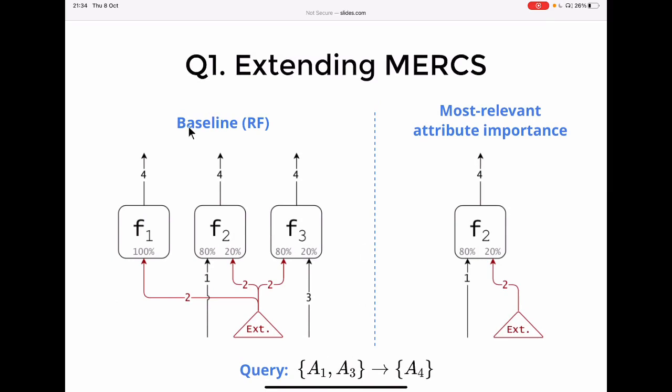So a concrete example, the baseline case would be, given this query, from attribute 1 and 3 predict attribute 4, just use all decision trees in your MERCS model that predict attribute 4. But here you can already see that using decision tree number 1 would be a pretty dumb thing to do, since its only input attribute is missing. So it's basically acting on no information at all. What our strategy, the most relevant attribute importance prediction strategy, does is that it tells you which trees you can actually use best. In this case, it would select decision tree 2, since its most important attribute, attribute 1 here, is actually given, and its least important input attribute is missing, but still it's the best tree to use in this case. So that's what this attribute importance gets you.